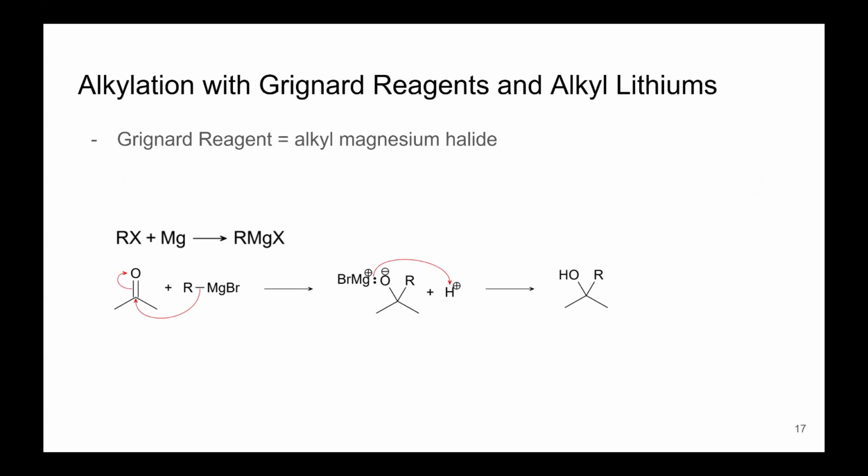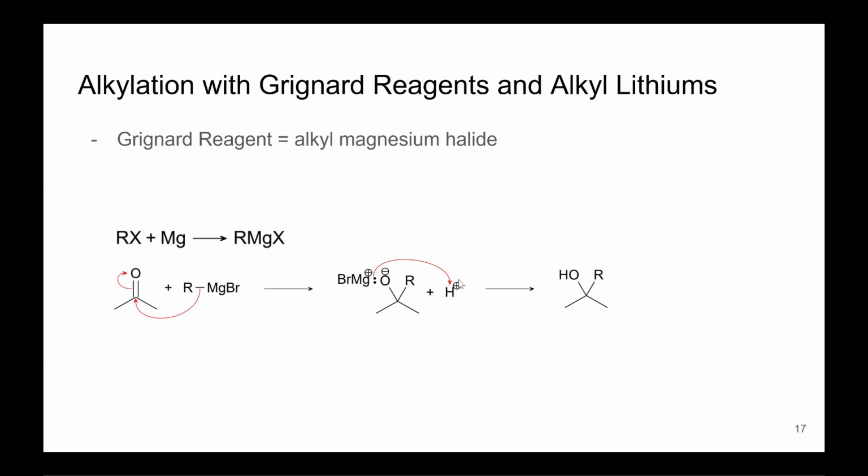So now we're going to talk about Grignard reagents and alkyl lithiums. Grignard reagents are basically alkyl magnesium halides. This equation shows how they can be made. Basically, the magnesium inserts itself in between the alkyl group and halogen group, and you will form an alkyl magnesium halide.